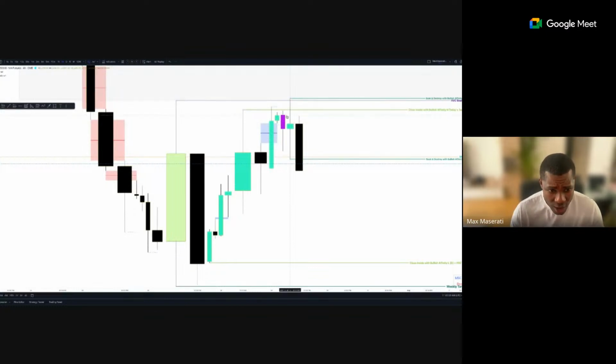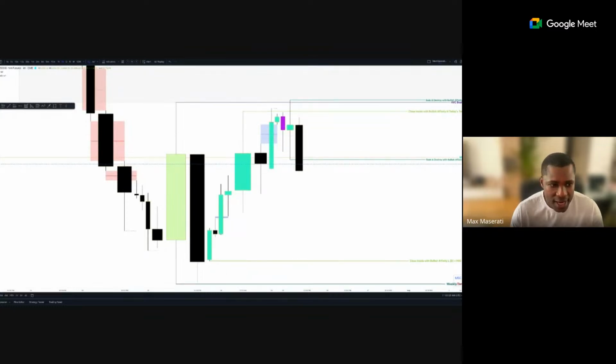So now we're seeing that price did the job here. But now price is pushing down. And remember, let's mark this unfair pricing gap down here on the 4-hour.